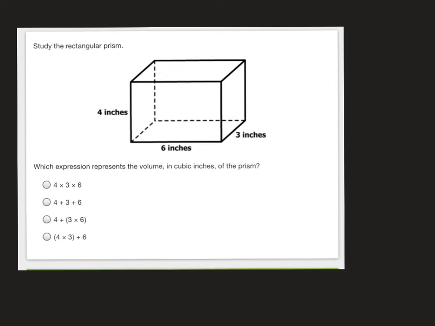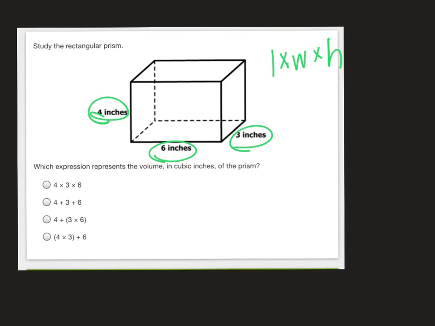All right, this kind of question threw a few of you for a loop, and I want you to make sure you understand. We've got to look at this and think, okay, what do I know about volume? On all of these problems we've been doing, we've been saying length times width times height, correct? So that's what you're looking for. Obviously, we're going to use 4, 6, and 3.